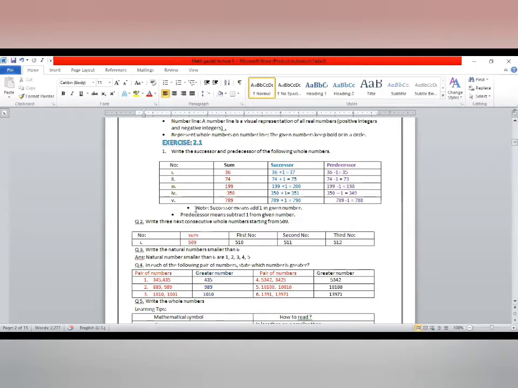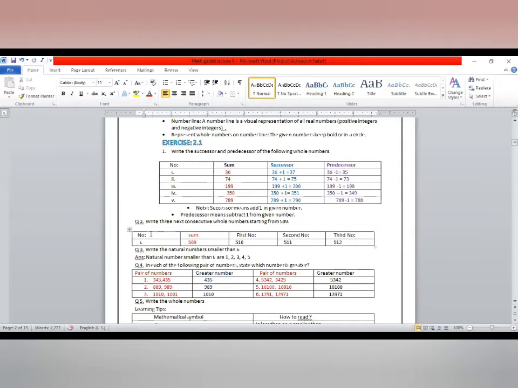You know that successor means add 1 to the given number. Predecessor means subtract 1 from the given number. And similarly, you can say 36, successor 37, predecessor 35; 74, successor 75, predecessor 73; 199, successor 200, predecessor 198; 350, successor 351, and predecessor 349; and 789, successor 790, predecessor 788.